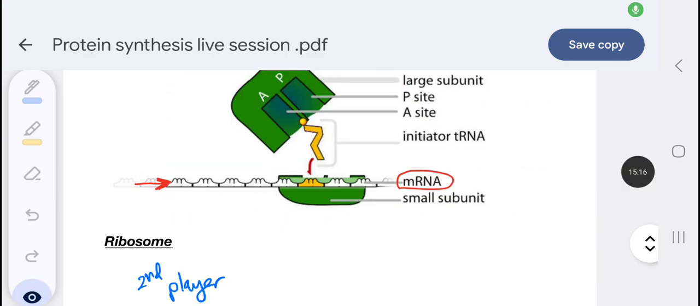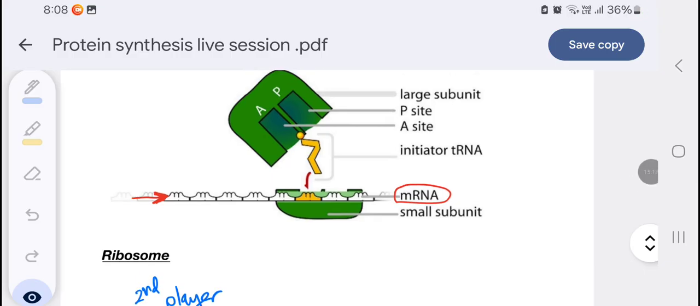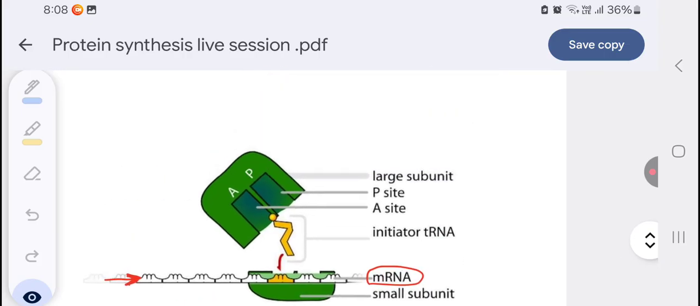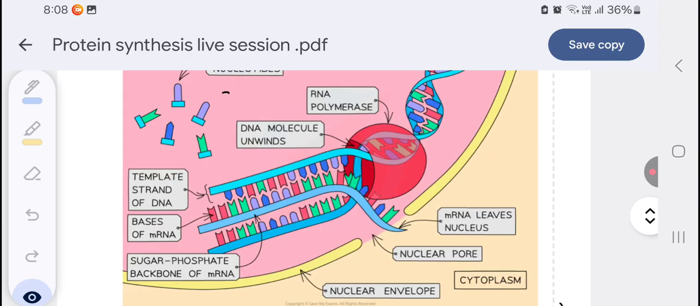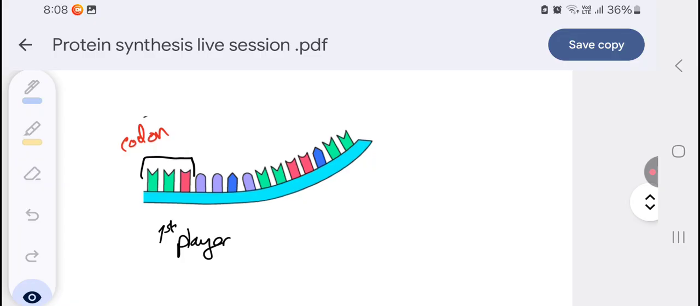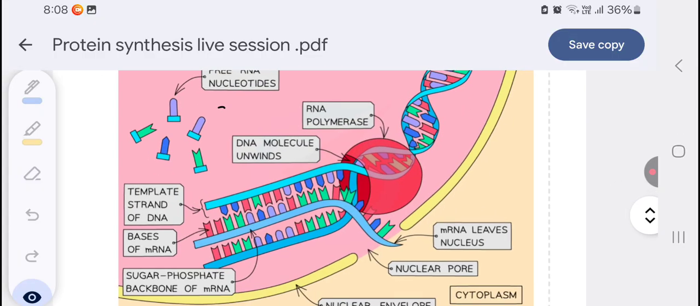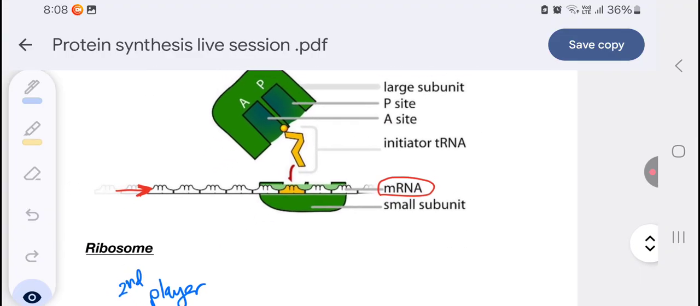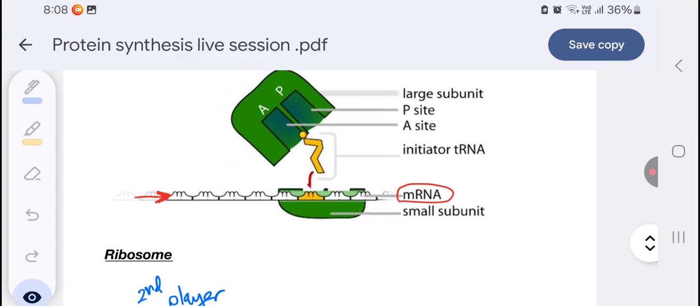So now we will recognize the second player in the game, which is called the ribosome. The first player in our game is the single-stranded messenger RNA. This is the first player. The second player in our game is the ribosome. The ribosome is a structure or molecule found in the cytoplasm. It is very simple.